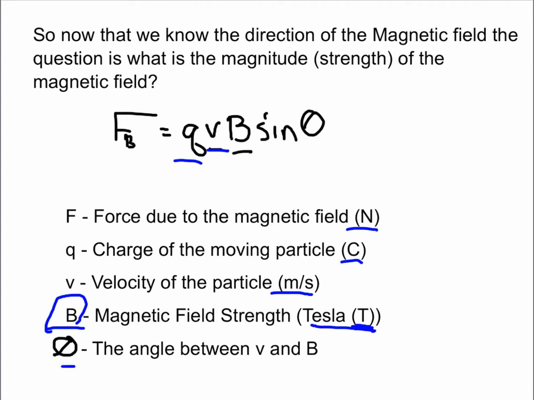Now, the last piece, which is slightly tricky, but nothing crazy, is theta. Theta is the angle between the velocity and the magnetic field.